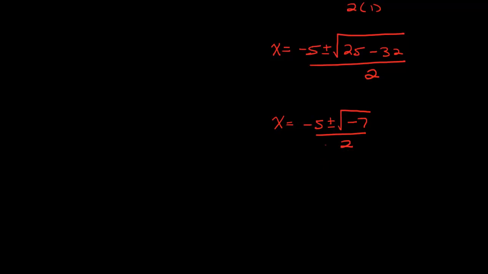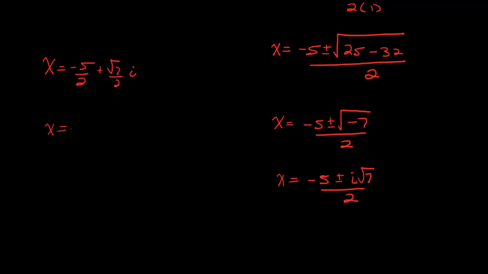But I want to write this in a more formalized manner, so I'm going to get rid of that negative and write that in terms of the imaginary value i. So I have negative 5 plus or minus i root 7 all over 2. So this indicates that we're going to have two solutions. Our first solution is x equals negative 5 halves plus root 7 over 2 times i. And then x equals negative 5 halves minus root 7 over 2 times i.